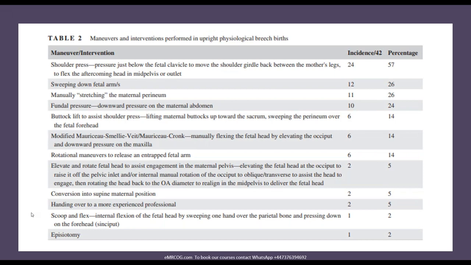definition of the maneuver, the buttock left to assist the shoulder press means lifting the maternal buttock up towards the sacrum, sweeping the perineum over the fetal forehead. Next is the scoop and flex. Scoop and flex is internal flexion of the fetal head by sweeping one hand over the parietal bone and pressing down on the forehead. So guys, the two actions that I need to take: please remember it's buttock left to assist the shoulder press and then scoop and flex.